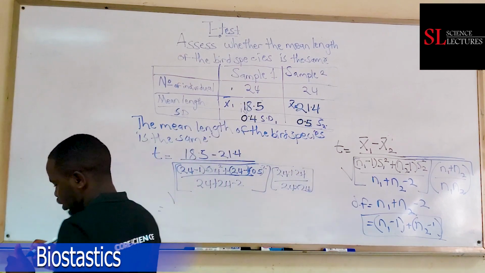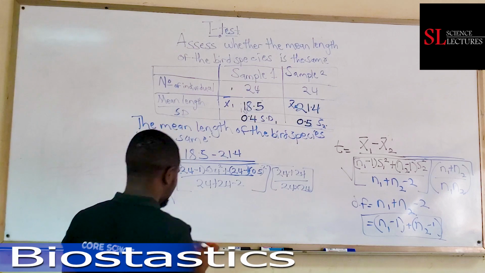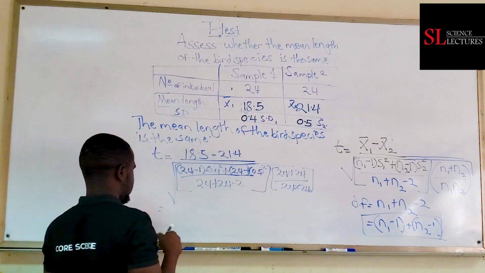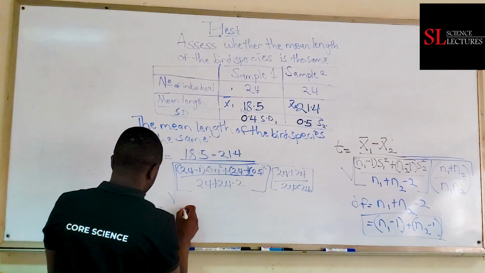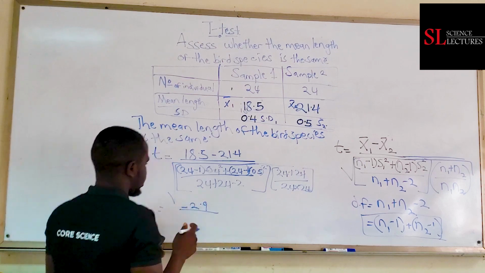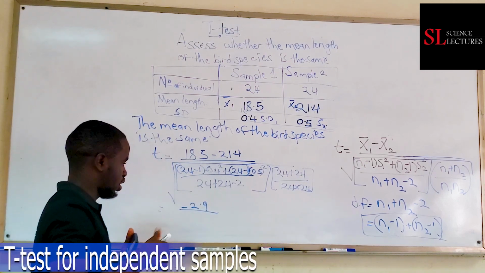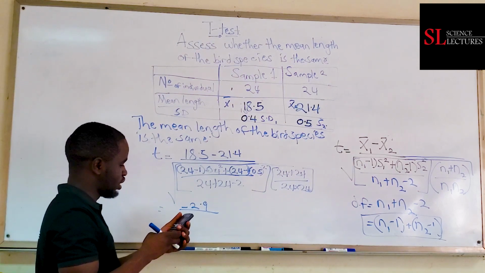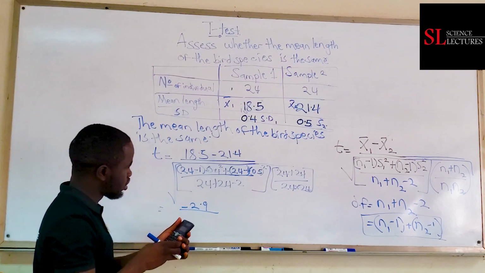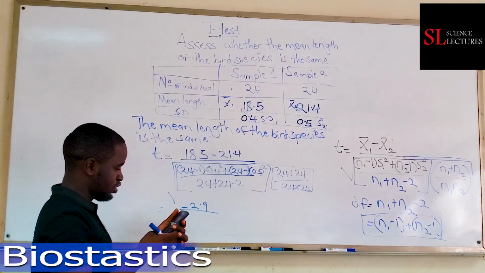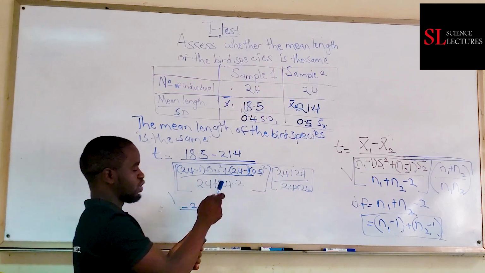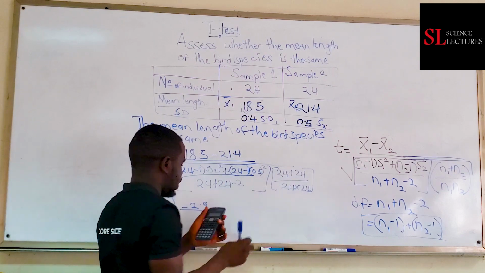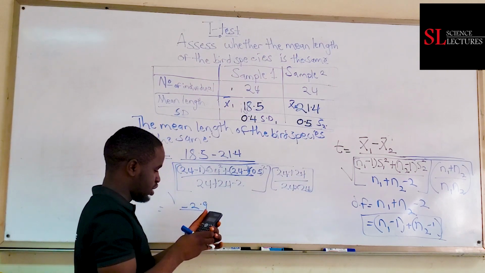So you start pressing your calculator. 18.5 minus 21.4, I get negative 2.9. So negative 2.9 divided by whatever I'm going to get here. 24 minus 1 gives 23, times 0.4 squared, plus 23 times 0.5 squared. You divide by 24 plus 24 is 48, minus 2, that is 46, times 24 plus 24, that is 48. You divide by 24 squared.